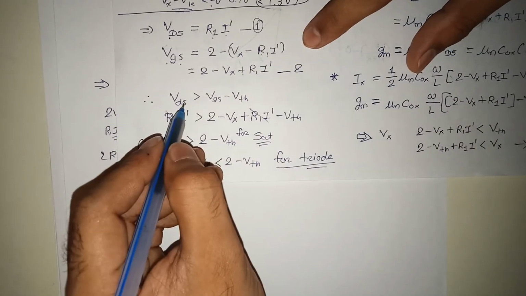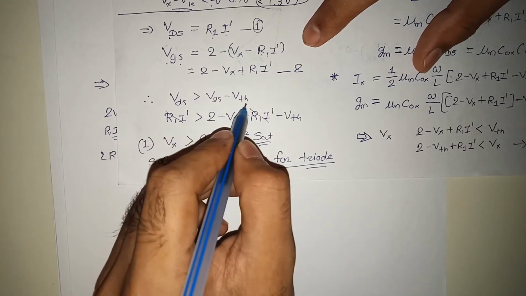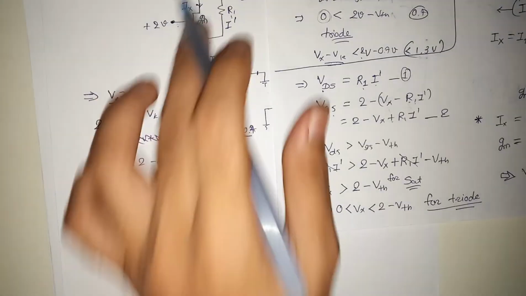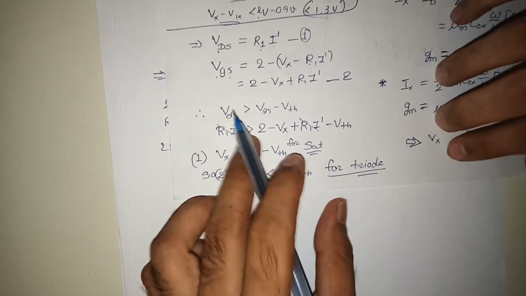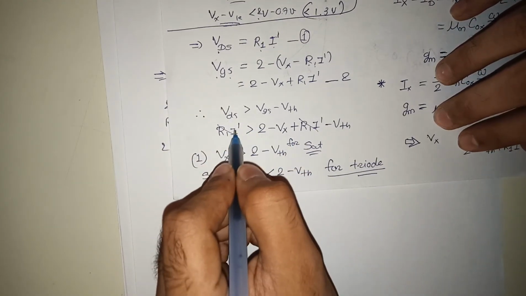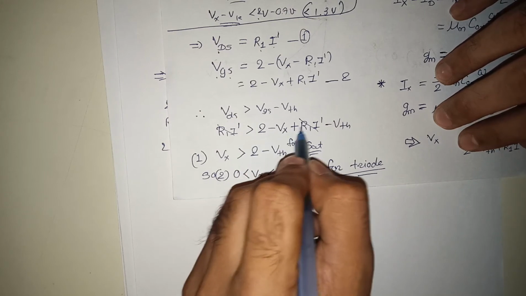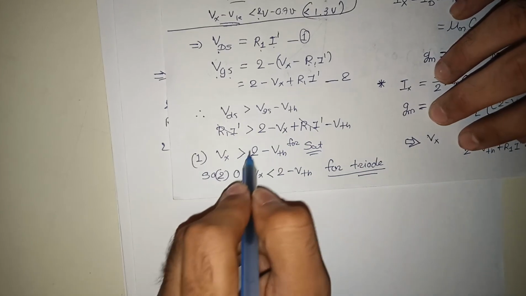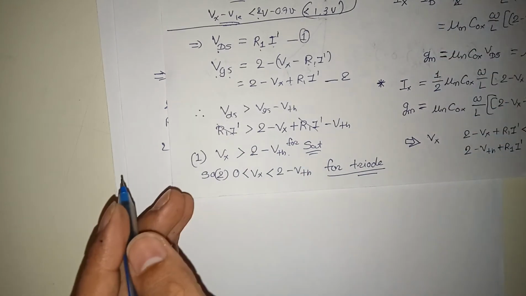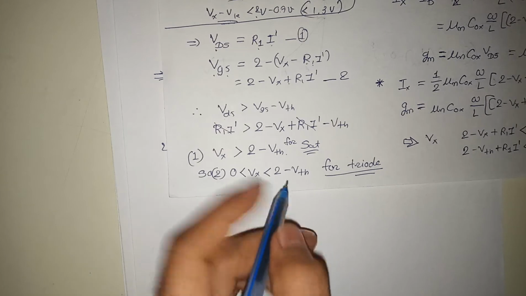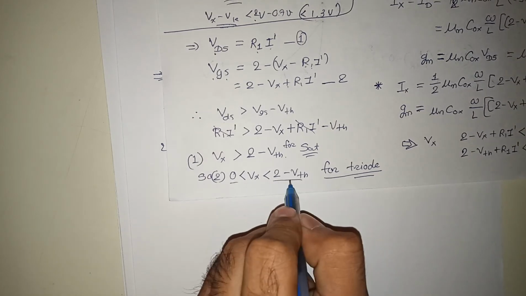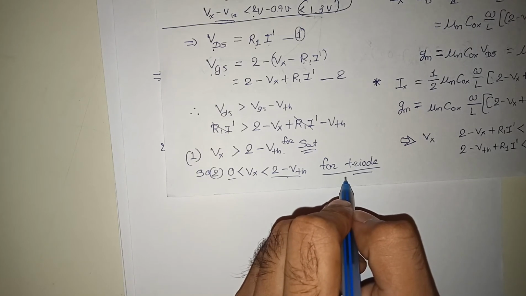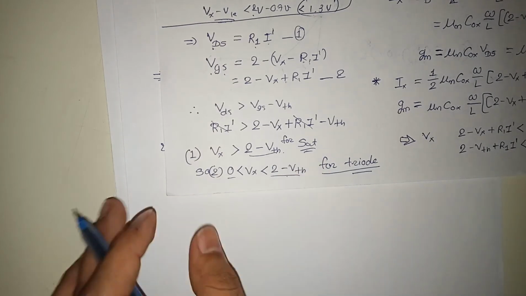So we are seeing that if VDS is greater than VGS minus VTH, this configuration will be in saturation. To do so, what will happen? VDS is R1 I dash, VGS is 2 minus Vx plus R1 I dash minus VTH. This will cancel out. So Vx should be greater than 2 minus VTH for saturation. So from 0 to 2 minus VTH, the device will be in triode region. For greater than this, that is saturation.